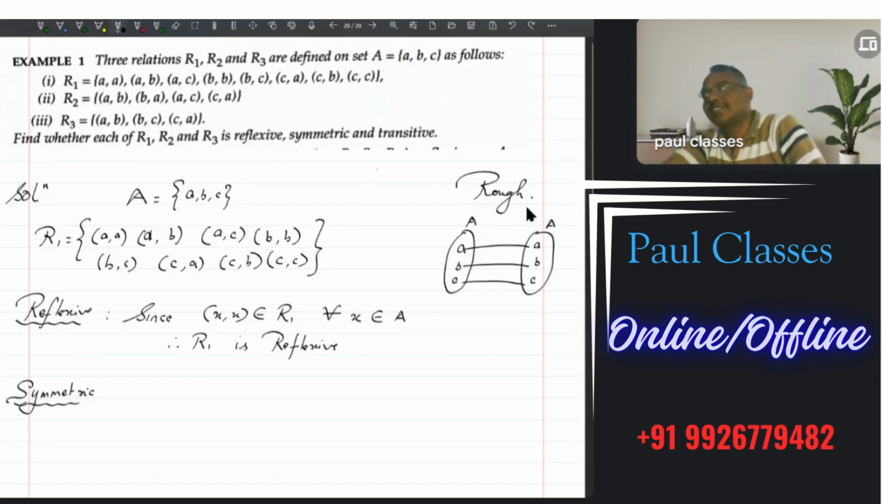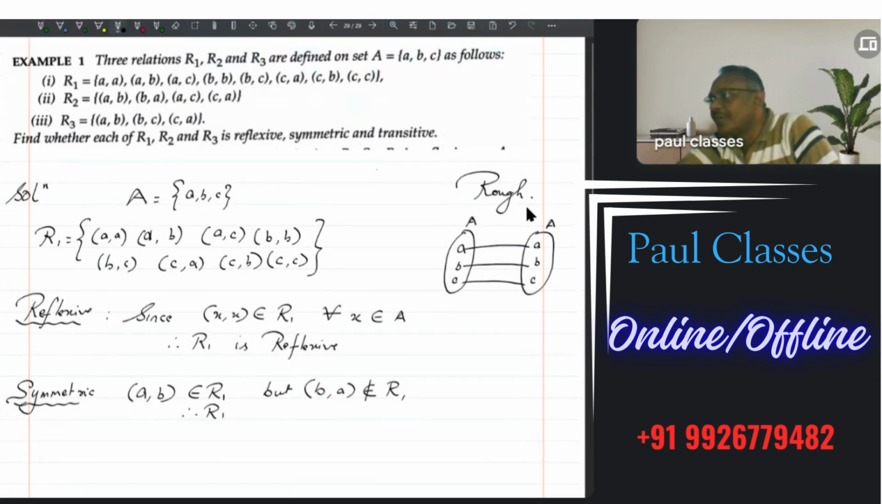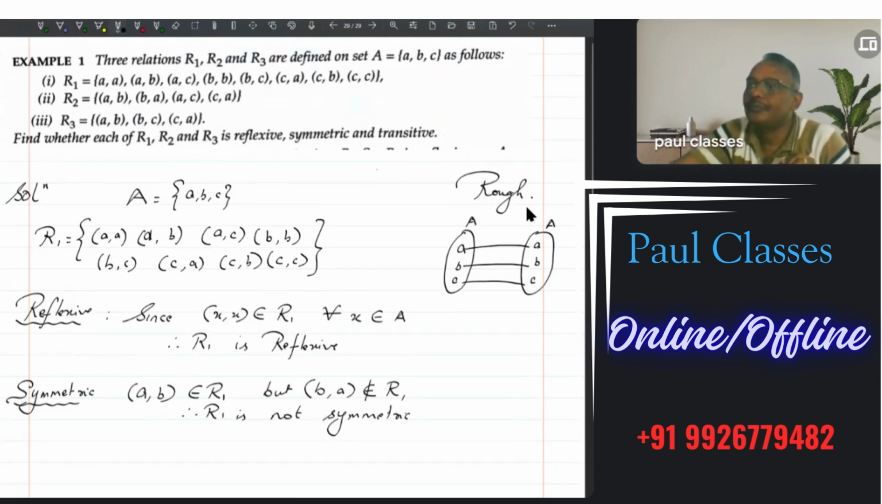So I'll say, how do I write it? (a, b) belongs to R1, but (b, a) is not belonging to R1. Therefore, R1 is not symmetric. समझ में आया? Let's go ahead.